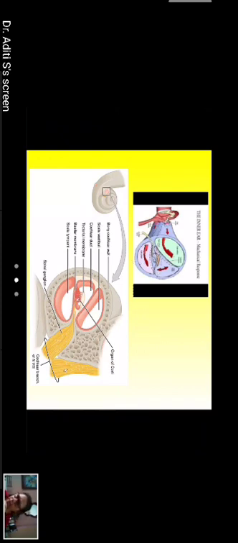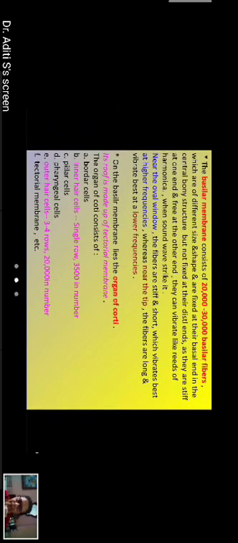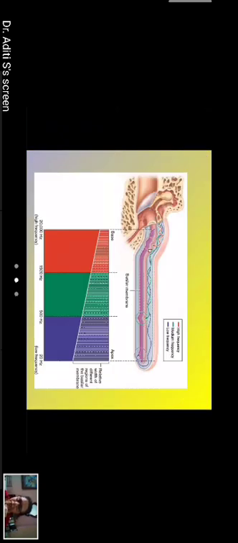This is called the helicotrema. Is there any picture of the helicotrema? Here you see, this is an uncoiled cochlea. The upper end, this is the scala vestibuli, which is connected to the scala tympani with the helicotrema. And endolymph is flowing through the scala media.